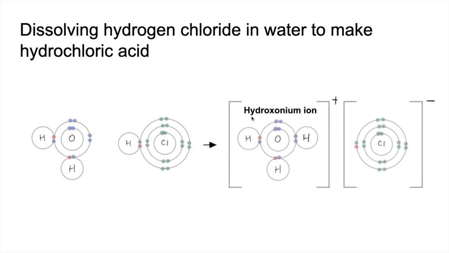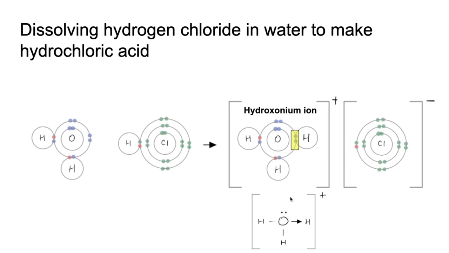This ion formed, the H3O plus ion, is called the hydroxonium ion. Positively charged for the same reason as before, because a proton, an H plus ion, has come across. Negatively charged chloride ion because the hydrogen's left its electron behind. There's the coordinate bond, so we've got the same type of electron, both belong to the oxygen, and the displayed diagram looks like that.